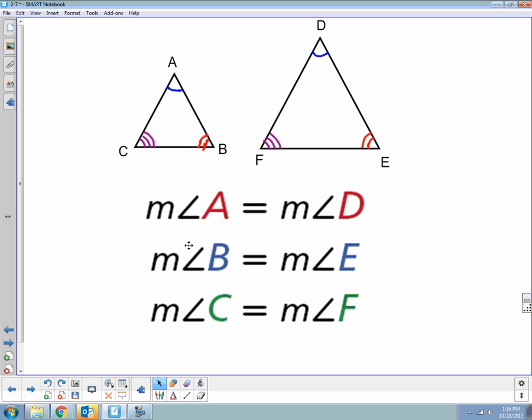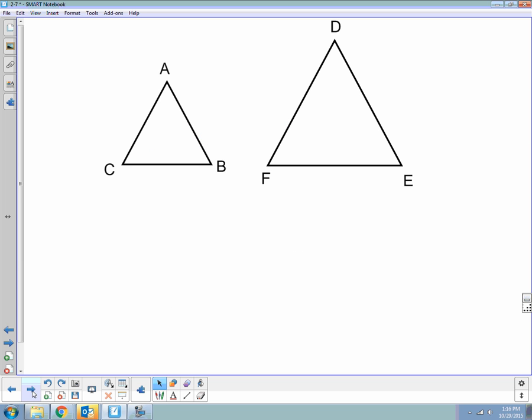Okay, you can pause that, write it down. So the measures of those angles are equal and are the same when we have similar figures. Another property that we have to help us with these triangles and help us use these triangles to answer some different questions deals with the side lengths.